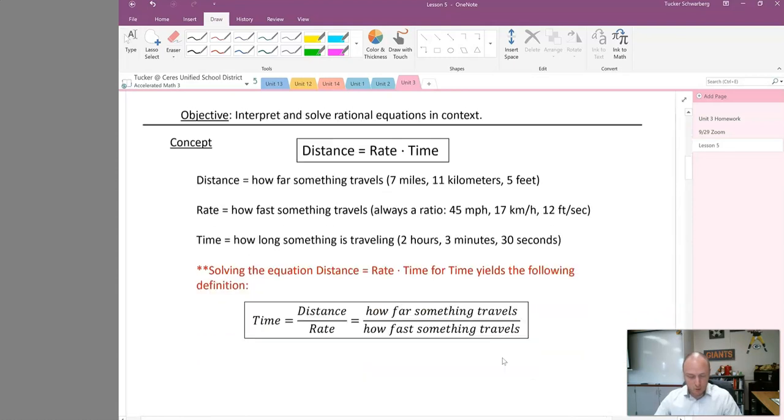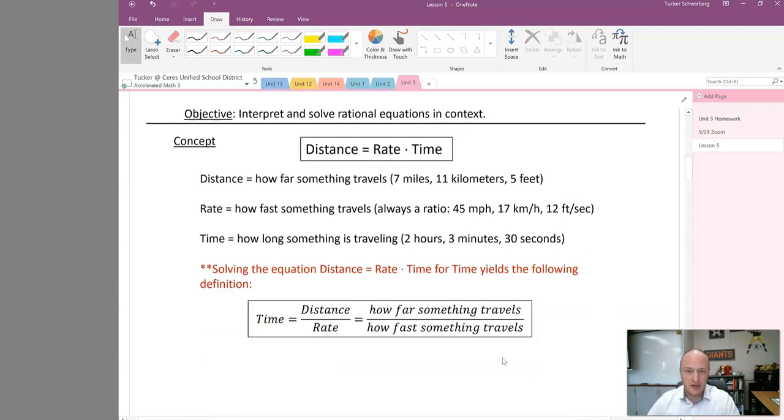So we are going to be working with a formula here, which is common in physics. It is known as DIRT. That's what my physics teacher in high school taught me. If you can remember DIRT, that's going to be a very good formula for you going forward if you take AP Physics next year. So DIRT is distance equals rate times time.